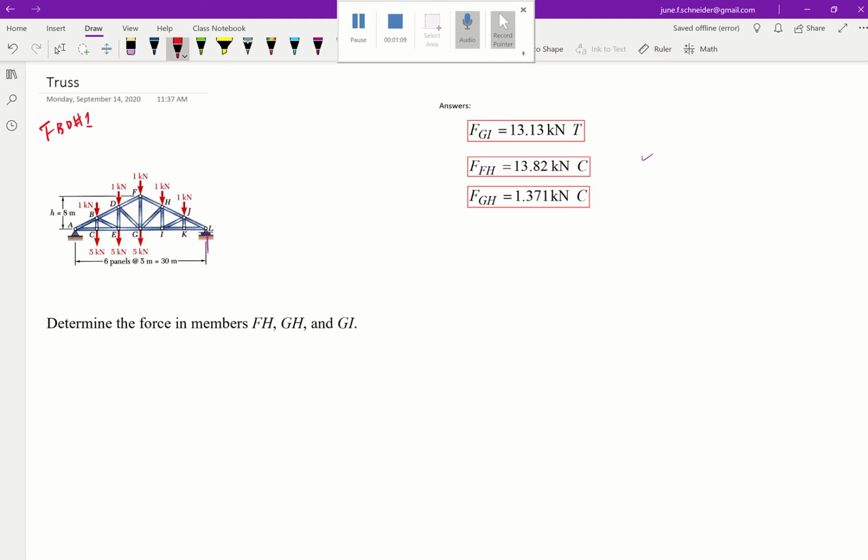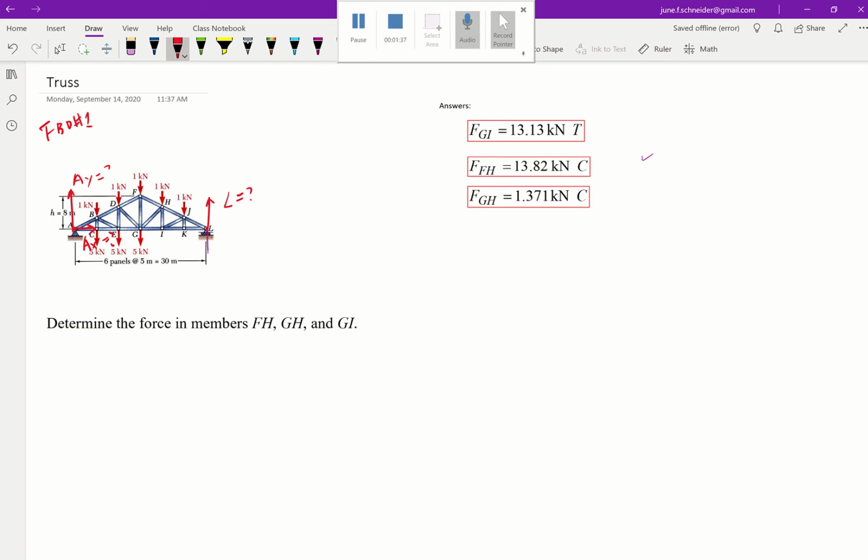In FBD number 1, A is a pin support, so we'll have AX and AY. And L is a roller support, so we'll have LY, right? So those are the ones we are solving. But to be honest, I only need to solve L. I don't need to solve AX and AY because we already figured out, using the right section, we only need L.